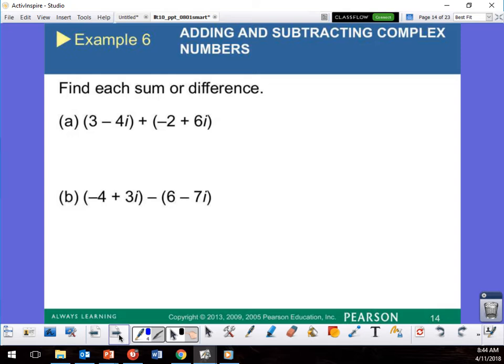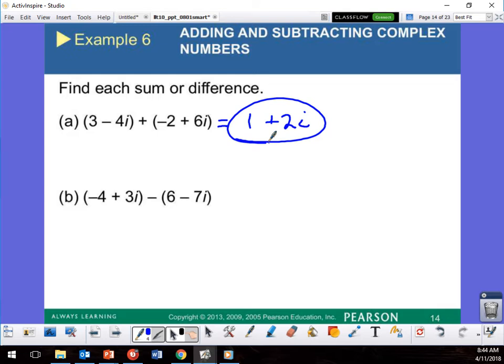So my reals go together. In this case, my reals are 3 and negative 2, which is 1. So I get 1. And my non-reals are negative 4i and 6i, which is 2i. So it's going to be plus 2i. And that's it? Yeah. Is that my homework? That one's on the homework.